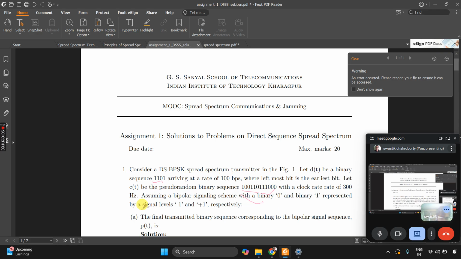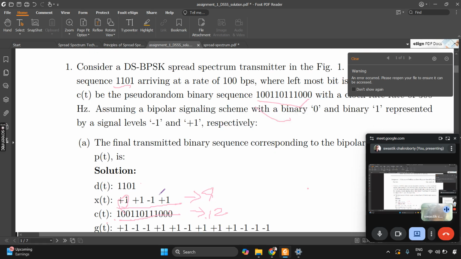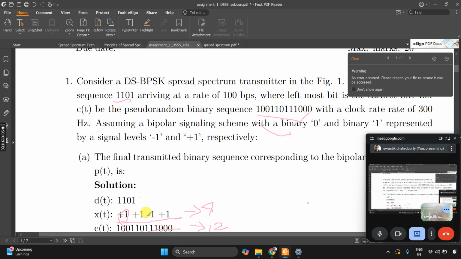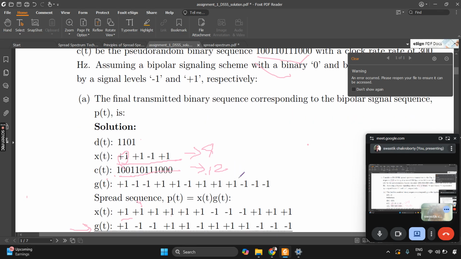Okay, so we will look into the first question. Here first we have to convert 1101, which is plus 1, plus 1, minus 1, plus 1. So it is converted. Now we have the code. The code is 1001, 1011, 1000. So 1001 is plus 1, minus 1, minus 1, plus 1. Then further we proceed accordingly.